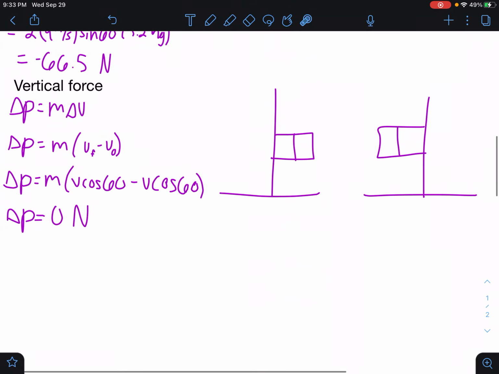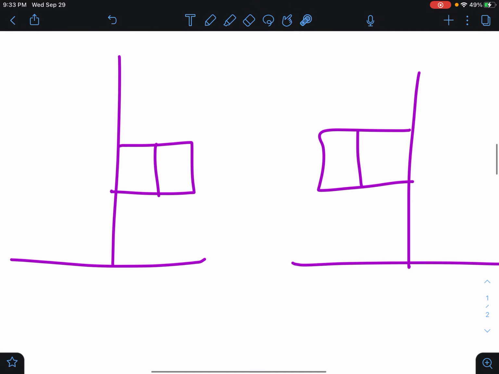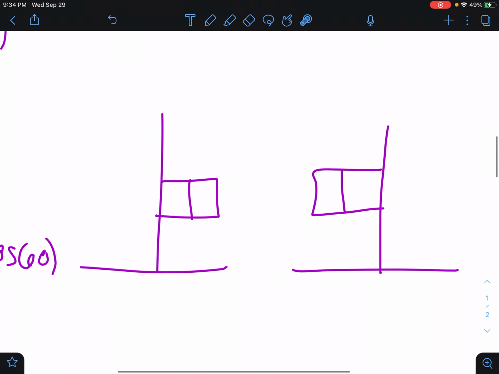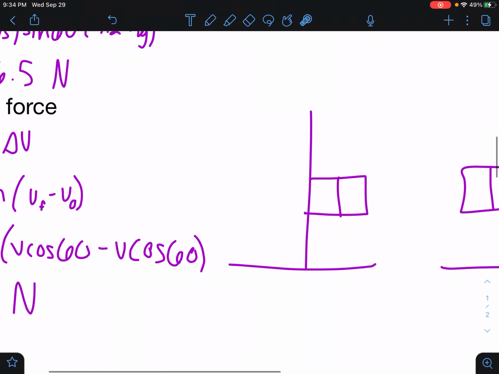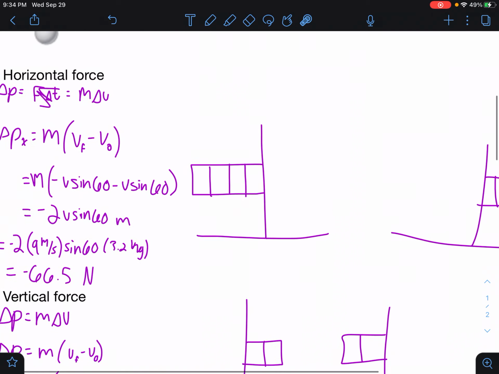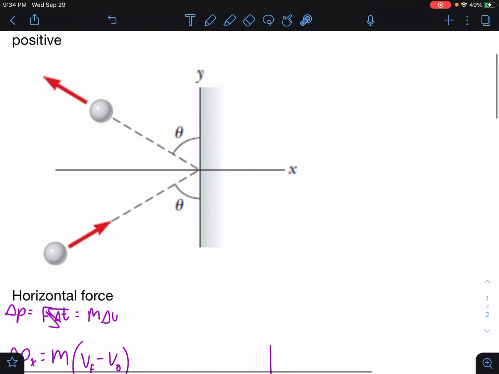For the vertical force, momentum is conserved vertically, which really threw me off. That was the part that I really struggled with. I tried to calculate a number for this, but it's not. This is the more conceptual part of the problem. So I know that it's conserved because it's going negative and positive.